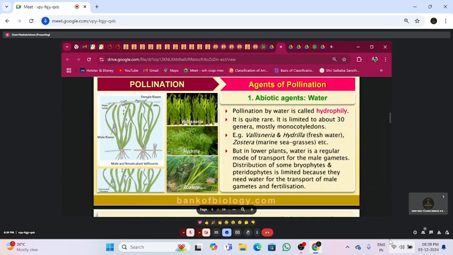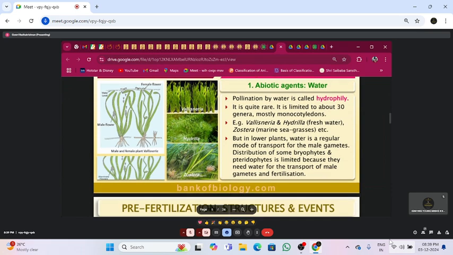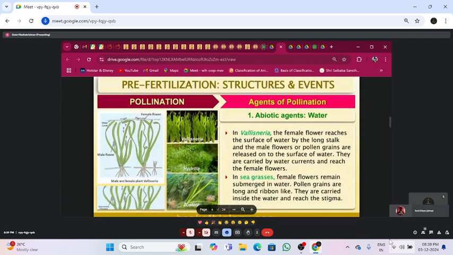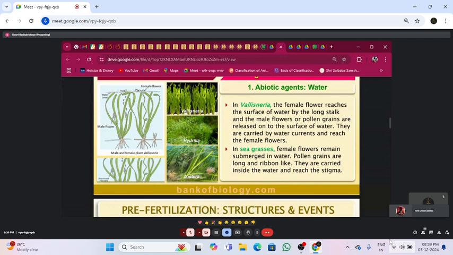Pollination by water is hydrophily. Only about 30 genera, mostly monocotyledons, depend on water for pollination. They are quite rare. In Vallisneria, the female flower reaches the surface of the water by a long stalk, and the male flowers and pollen grains are released onto the surface of the water. They float and then they pollinate.